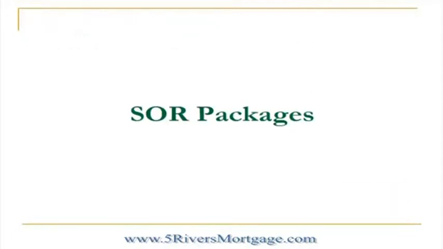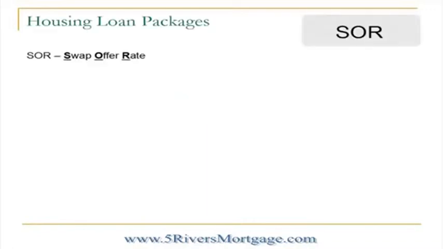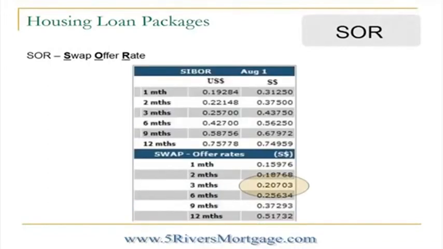Another commonly used floating rate is the SOR rate. SOR is an abbreviation for swap offer rate. The swap offer rate is a forex forward implied rate calculated from Singapore dollar and US dollar forwards. It is fixed by the Association of Banks in Singapore. Just like the SIBOR, the SOR is also a transparent rate. It can be found in the Daily Business Times.